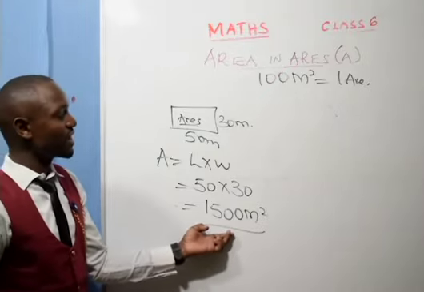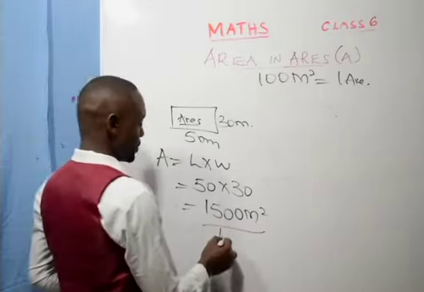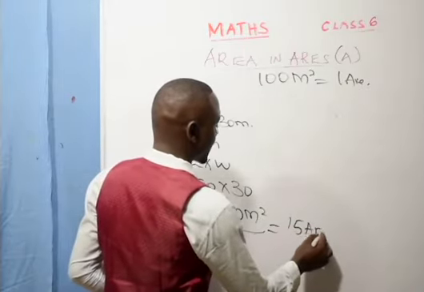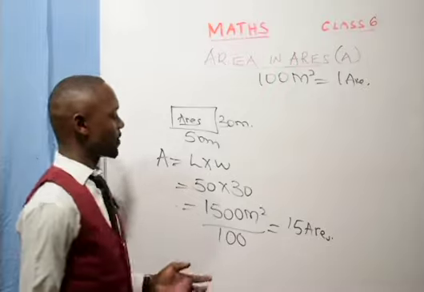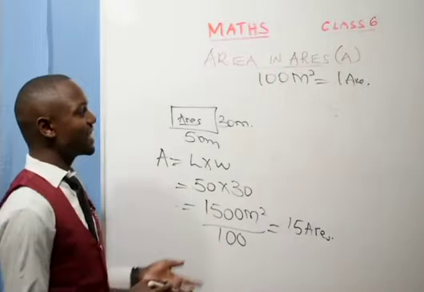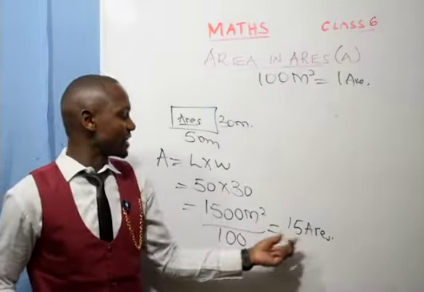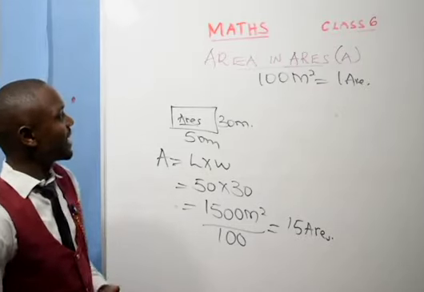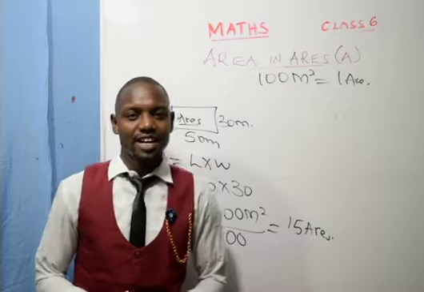So, to give this area in ares, you divide by 100. So it has an area of 15 ares. So to convert area in square meters to ares, we just divide by 100. That is all about area in hectares and area in ares. Thank you.